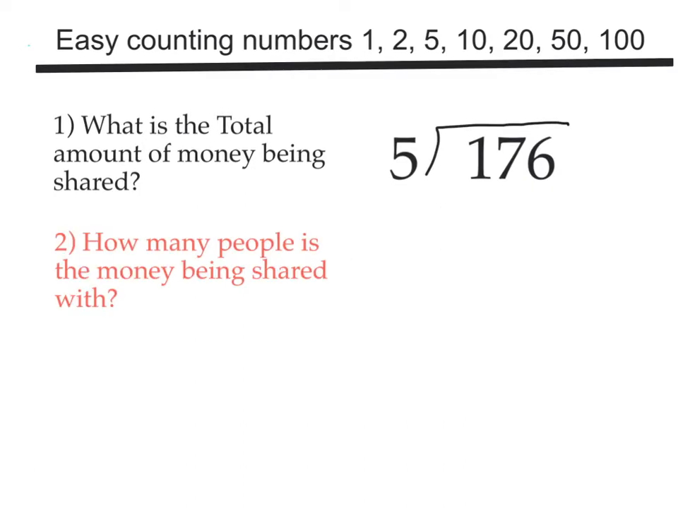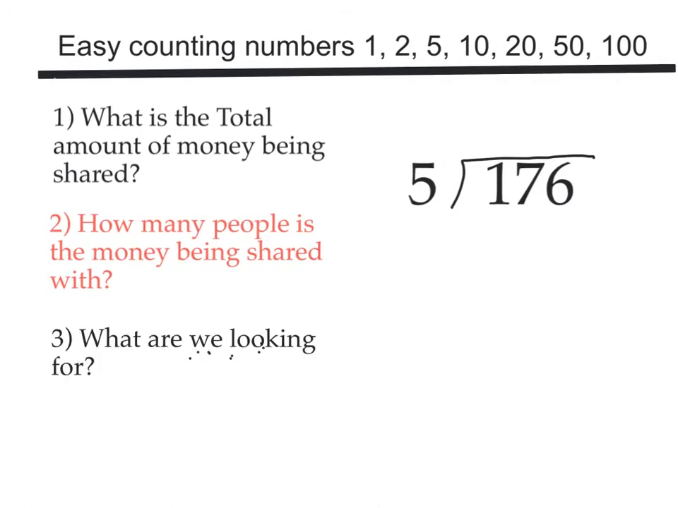The second question is, how many people is the money being shared with? Do you know it? Well, there's also an academic word that is used to describe the number of people that are sharing that money. It's called the divisor. And the divisor in this case happens to be 5. That's the number of people who are sharing $176.